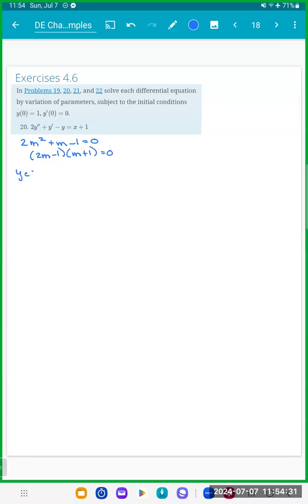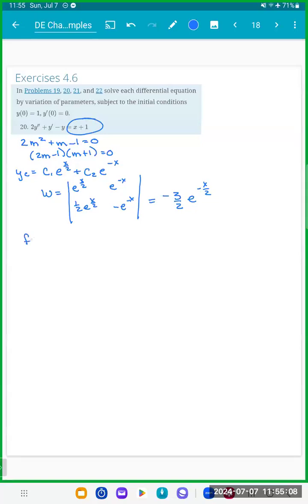So our complementary is going to be C1 e to the x over 2 plus C2 e to the negative x. Our matrix is e to the x over 2 and e to the negative x. So that gives us 1/2 e to the x over 2 and negative e to the negative x. Simplifies to negative 3/2 e to the negative x over 2. Our function f of x is equal to x plus 1.